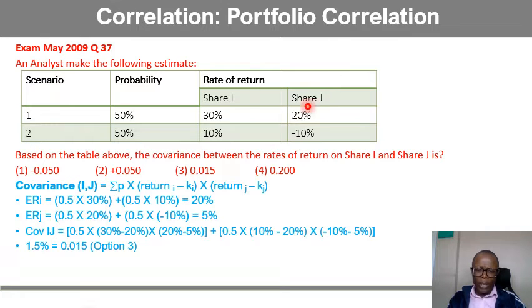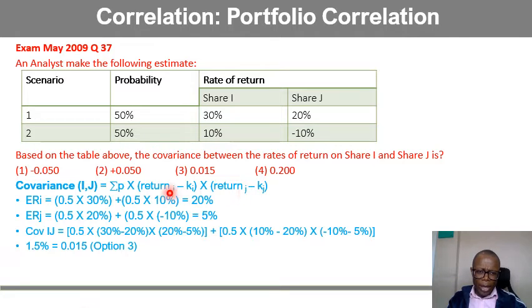and for J. So using the old approach, we say expected return for I is equal to 50% times 30 plus 50% times 10, which is what we are showing here, which is equal to 20. For J, similarly, we say 0.5 times 20 plus 0.5 times minus 10, which is 5, which we are showing here. Now we have all the factors which we need to plug into this formula.